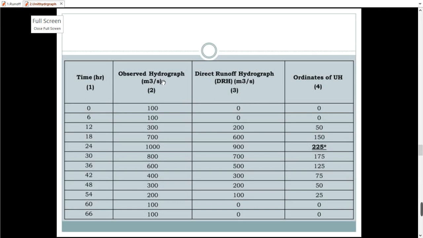Observed hydrograph in meter cube per second. They put 0 here, and 6 here. Then how does this 200 come? They add 100 plus 100. So this is the standard procedure to calculate. We can't ask the reason why the 0, 0 comes. This is the standard method adopted.